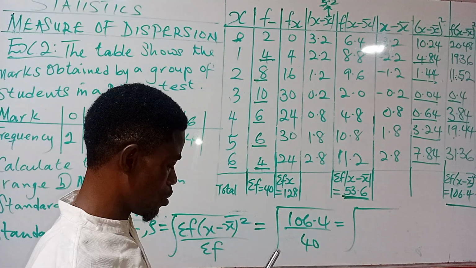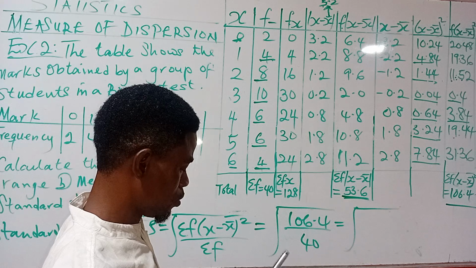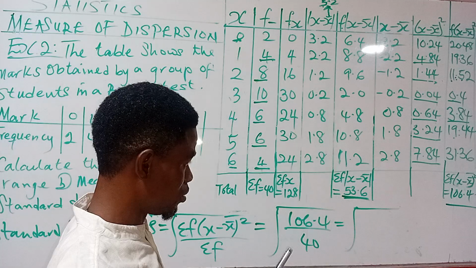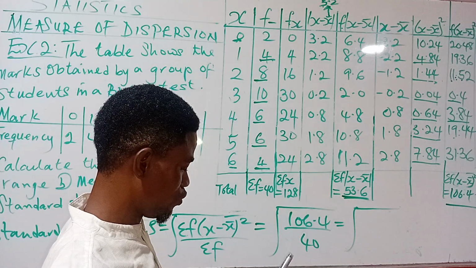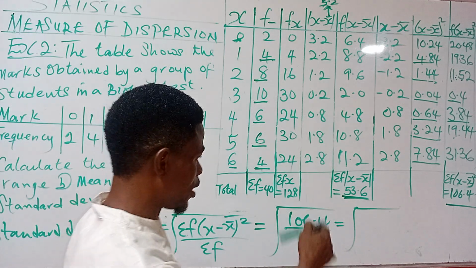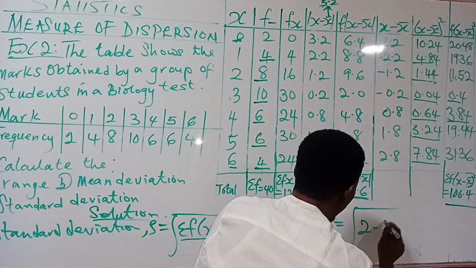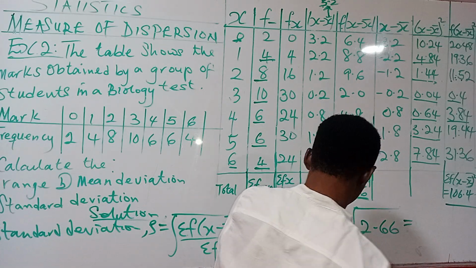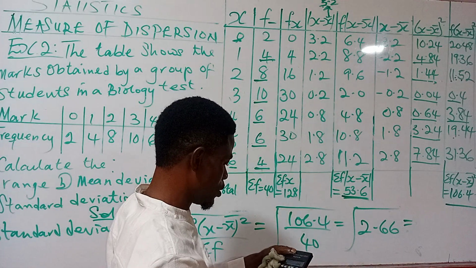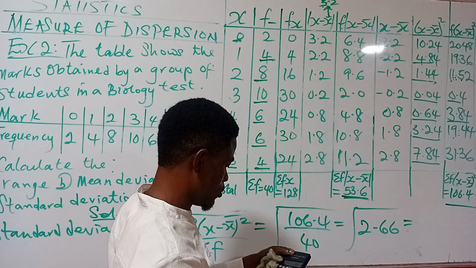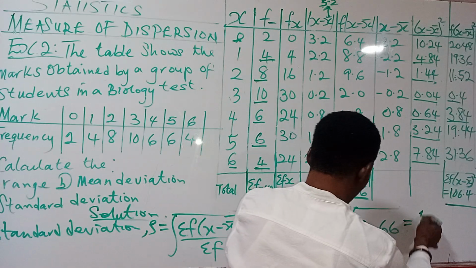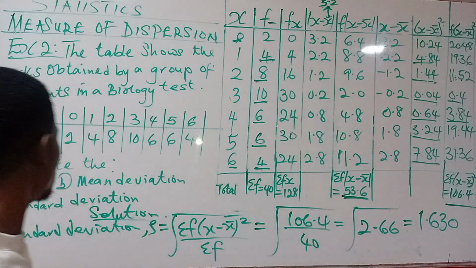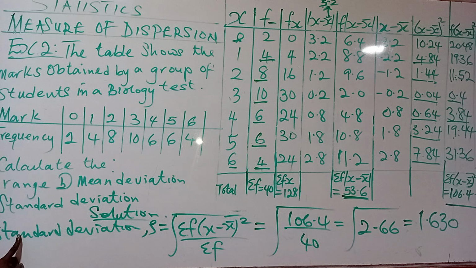106.4 divided by 40, we have 2.66. Then what is the square root of 2.66? We have 1.630. So that is how you find the standard deviation.